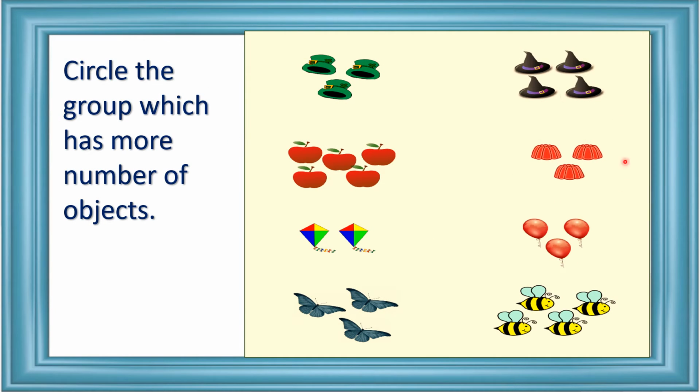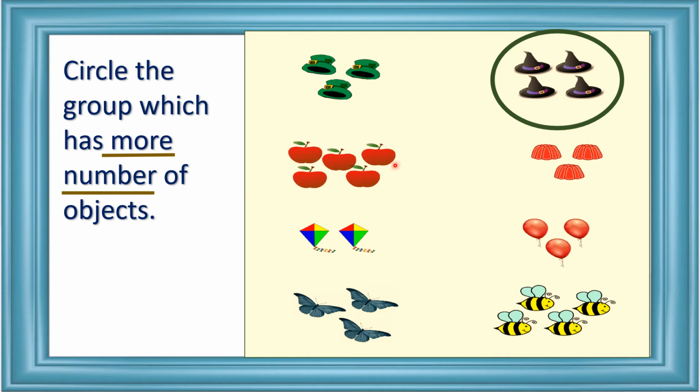Here you can see some objects and what to do with these objects. Let us read. Circle the group which has more number of objects. What to circle? More number of objects. Now dear children, in the first row we can see green caps and black caps. Please count the caps. Green 3 caps and black 4. Which is more, 3 or 4? Very nice, 4 is more. So we will circle these black caps.